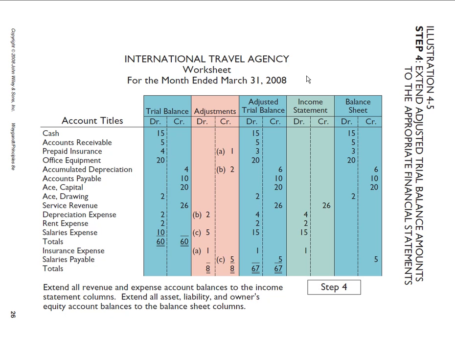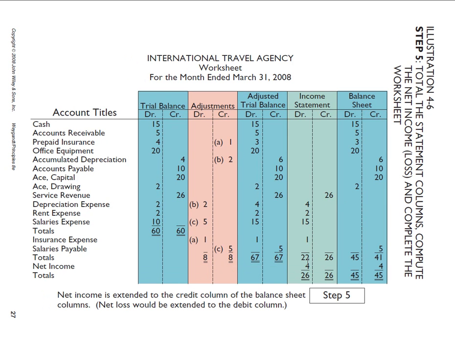And here is the end result. And as you can see, all balance sheet accounts up to capital drawing go on the balance sheet. All the income statement accounts, all the expense and revenue accounts go on the income statement. And from there, we can add those up, and any difference, the difference in these two debit and credit columns is actually going to be your net income.